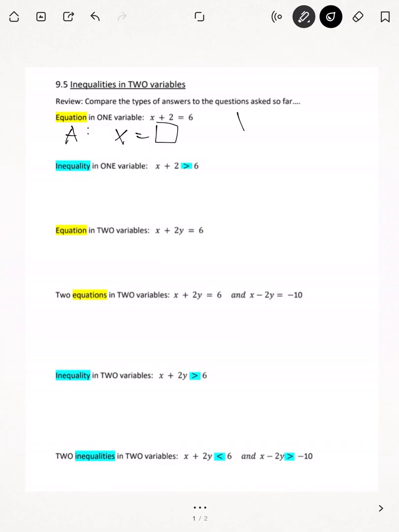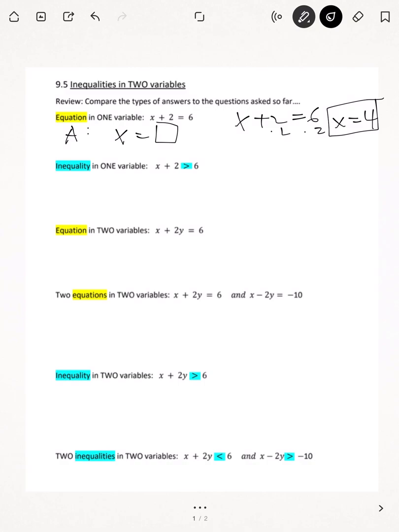If we want to do the work, we have x plus 2 equals 6, subtract 2, and we get x equals 4, a number. 4 is the specific answer to this question, but searching for the one number that makes a true statement is the generic work that you do every time you see it.